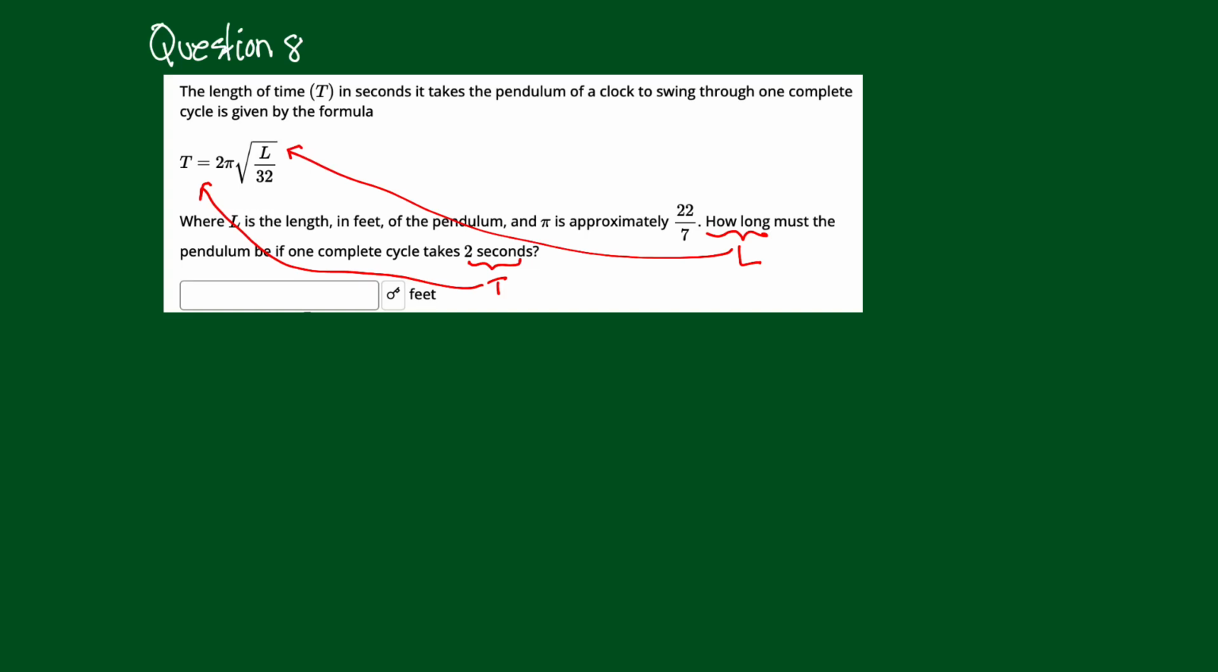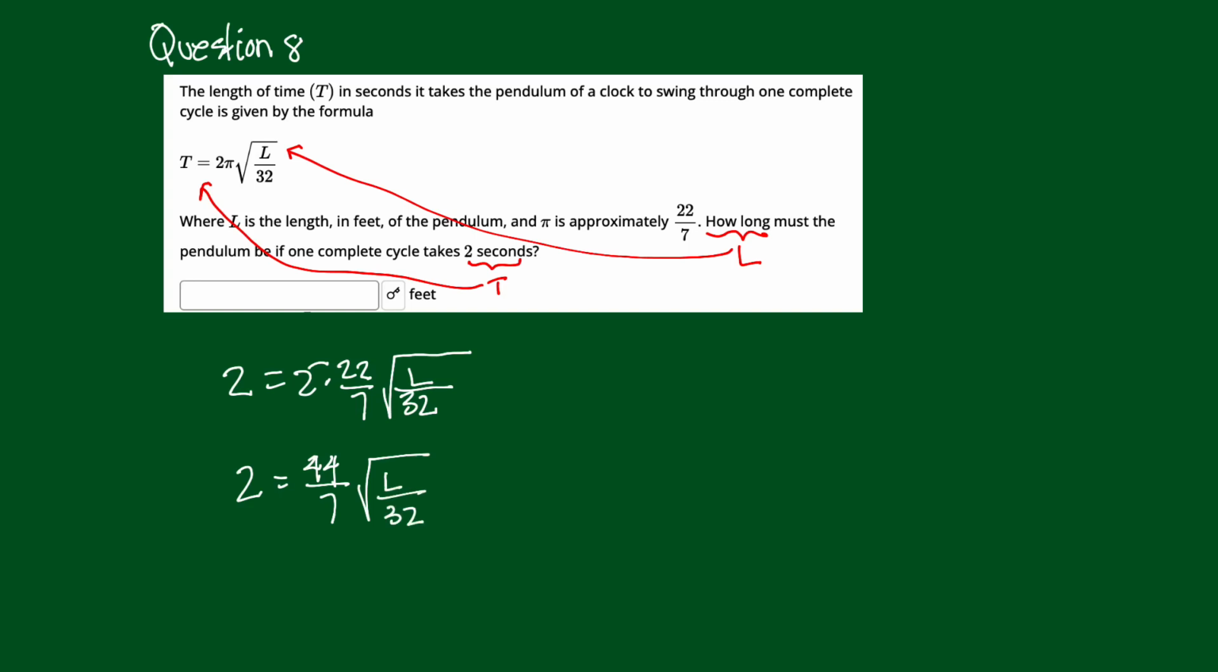All right, so let's put the numbers in and see what we get. So T is 2, so we'll get 2 is equal to 2 pi. Well, actually, instead of pi, they're telling us to write 22/7 square root of L, which we're trying to get, over 32. Now, first of all, I think I'll just multiply here. So I'll get 2 is equal to 44/7 square root of L over 32.